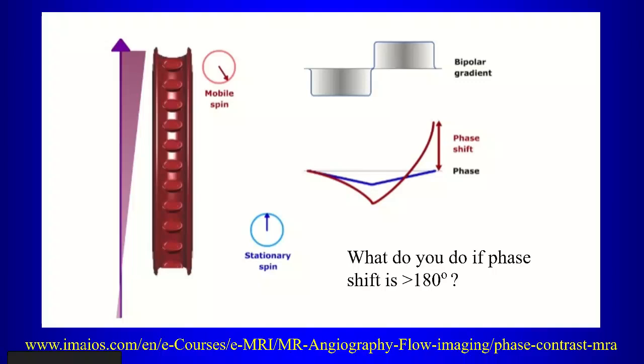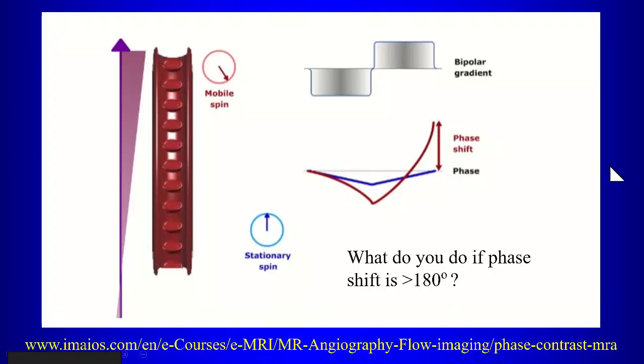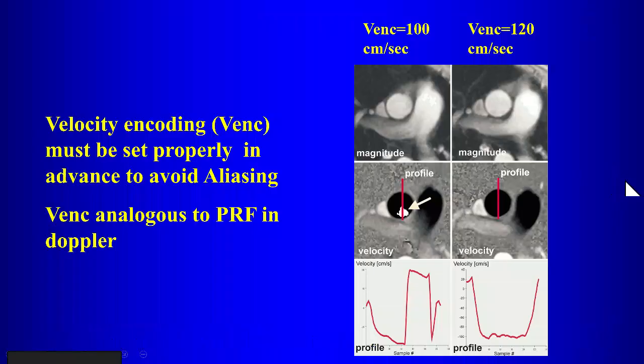Who's taking the pulse repetition frequency, the PRF? You increase the pulse repetition frequency. So the PRF in color Doppler is analogous to the velocity encoding gradient here. How large are these gradients that you're going to use? You have to have some idea of what you expect the peak velocity to be so that you pick the velocity encoding gradient properly.